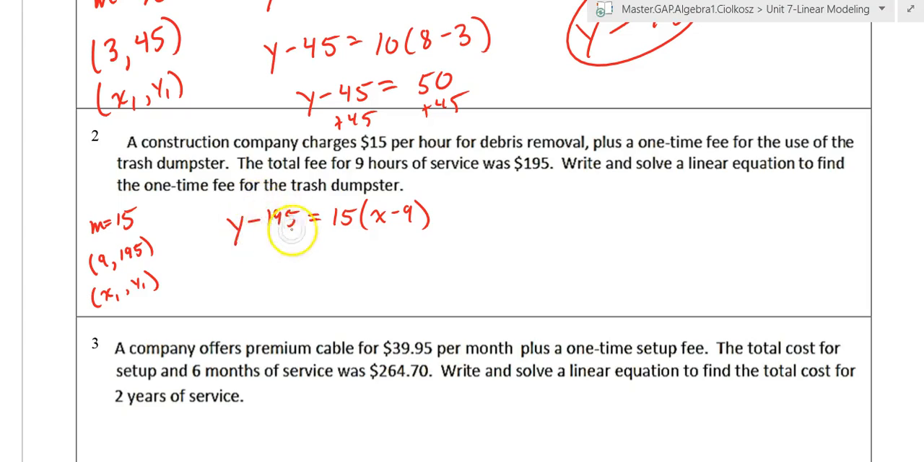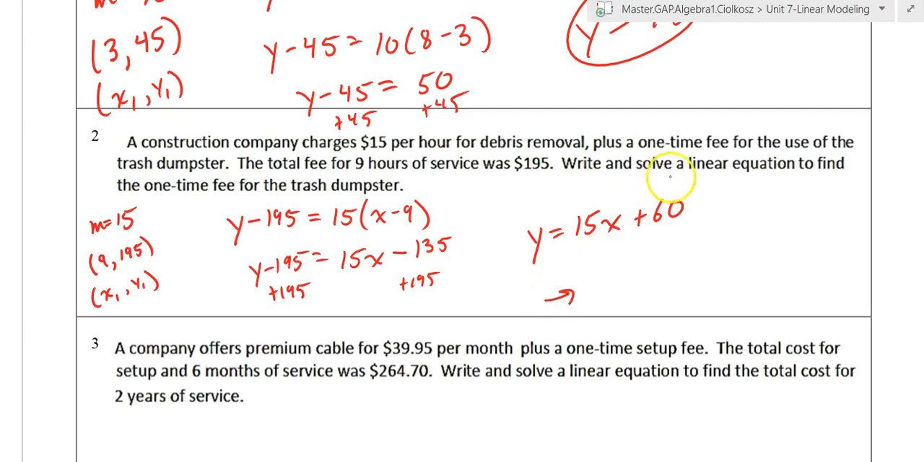So to do that, I need to get y by itself. First, I'm going to distribute on my right side. So 15 times x, and 15 times negative 9. Now to get y by itself... so that one-time fee is the b in my equation. So $60 is our one-time fee.